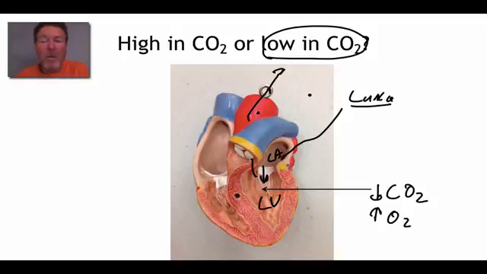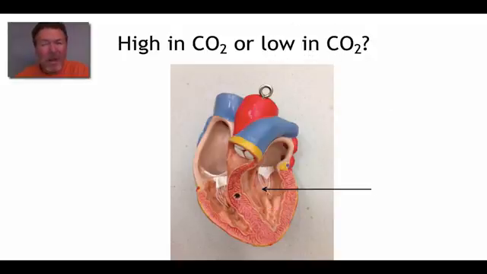Again, think about what's going through the system. The lung is picking up the oxygen and getting rid of the carbon dioxide, and then it's going to be pumped out to the body. Well, the body needs that oxygen, so it's going to be low in carbon dioxide. Think about the system. Think about the flow of blood and what's going to happen at each step.